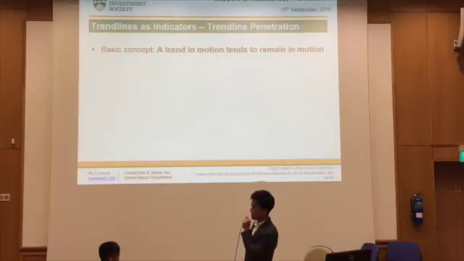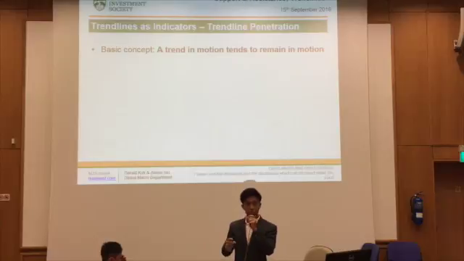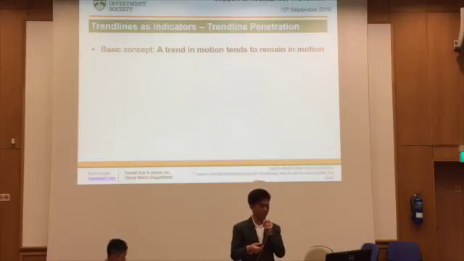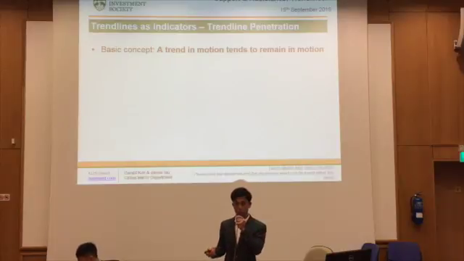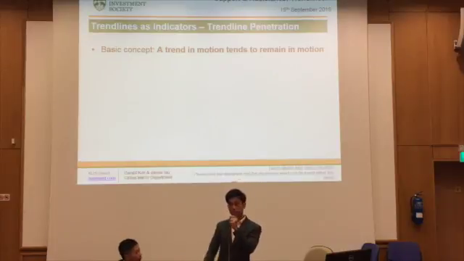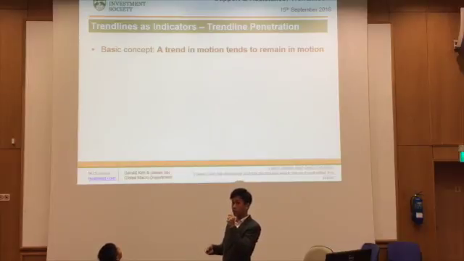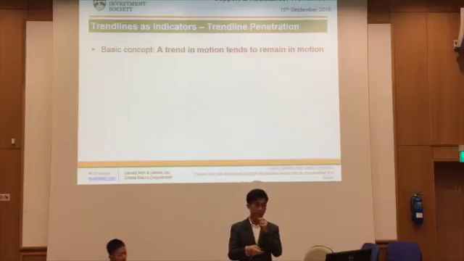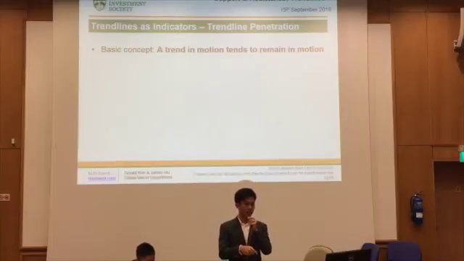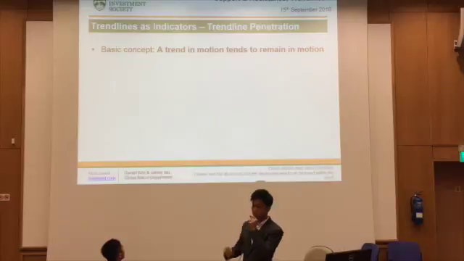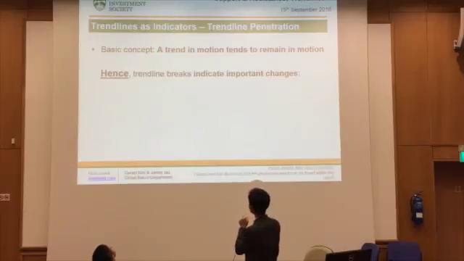Then the other thing you look at is trend line penetration. The basic concept is that a trend in motion tends to remain in motion. There's a certain inertia about it. So if you spot a trend and manage to see if it's up or down, just follow it. Unless you think there are intrinsic changes that might affect the price, the main rule of thumb is to follow the trend.